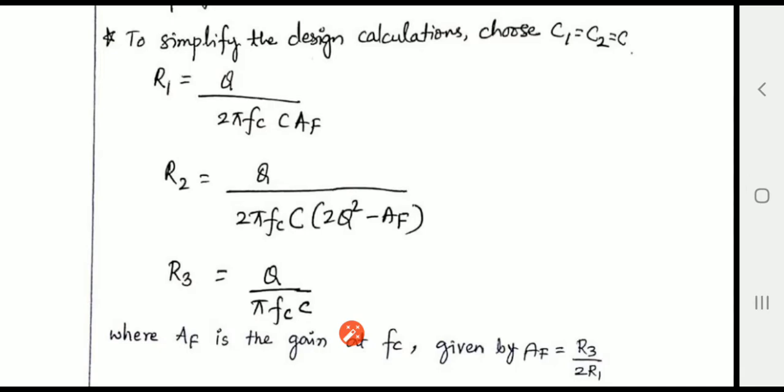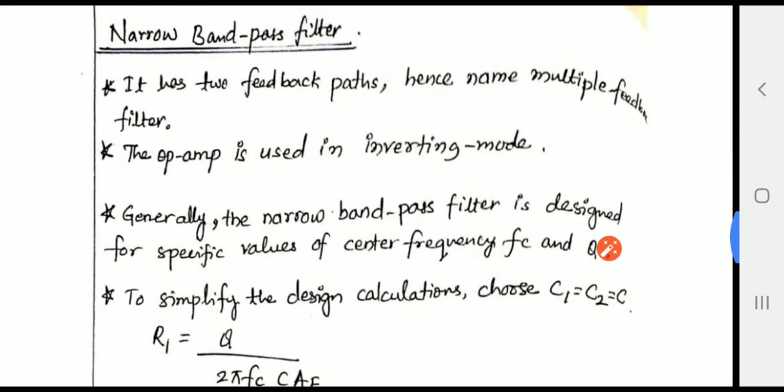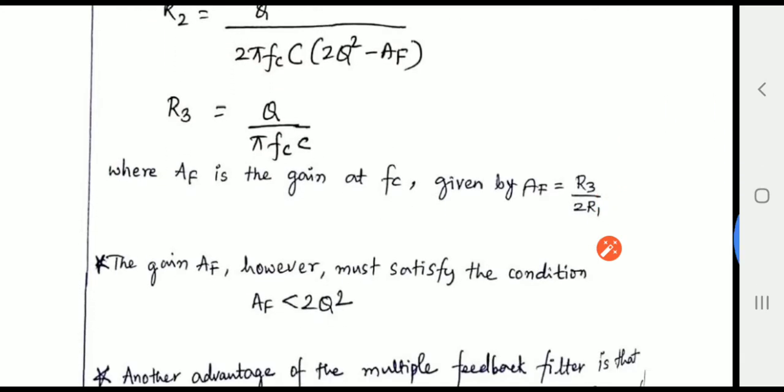While designing the narrow band pass filter, we have to use these formulas, assuming that the capacitor values C1 equals C, C2 equals C. Then only we are able to design the narrow band pass filter. Another important condition is that the gain at Fc is given by AF equals R3 by 2R1. All the formulas of this filter are taken directly because there is no derivation here. That is important, that's why we are directly mentioning all the formulas of this filter.